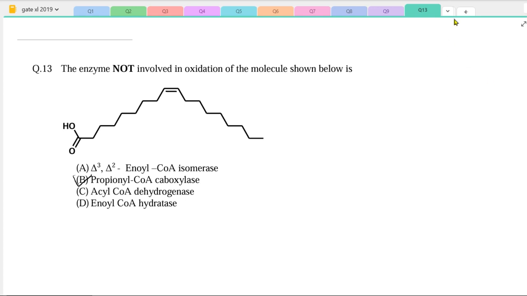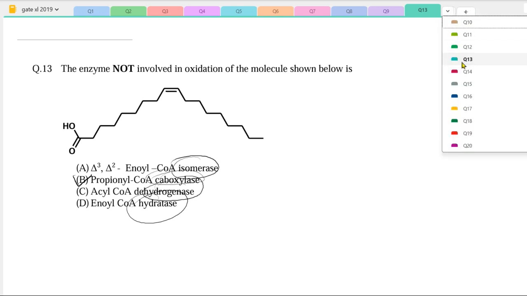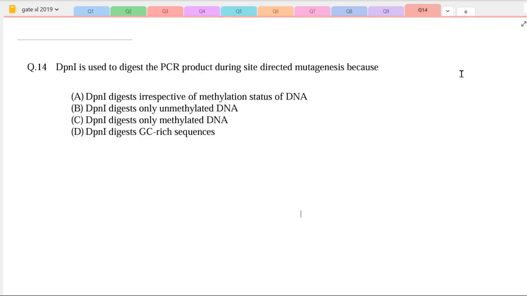Instead of knowing the exact mechanism by which each of these enzymes is involved, if you can deduce this based on the names here, like isomerase, carboxylase, dehydrogenase, or hydratase, then it's pretty easy to guess the correct answer for this question. Moving on to the next question.